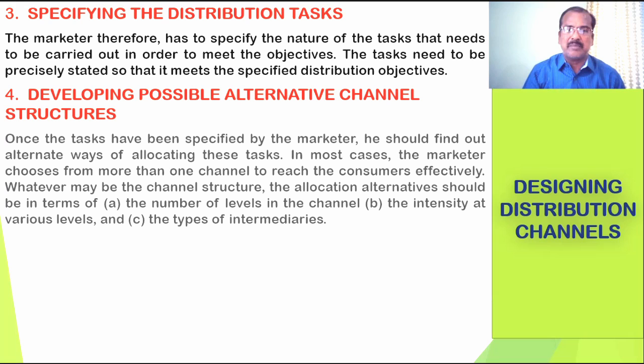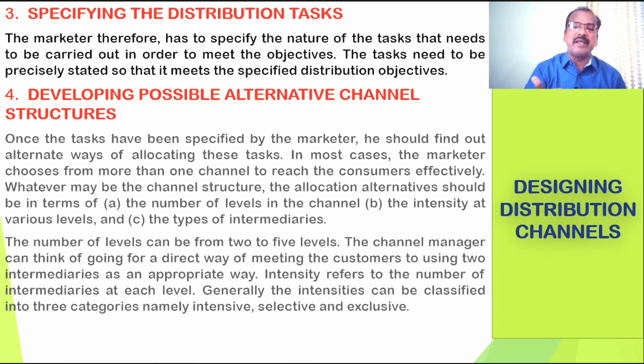That is point number 1. And point number 2 is the intensity at various levels. How many firms you want to make use of at every level. How many wholesalers, how many distributors, right? This is the second point. The third one, C, is the types of intermediaries. What types of intermediaries you want to depend upon at each level you have planned for.